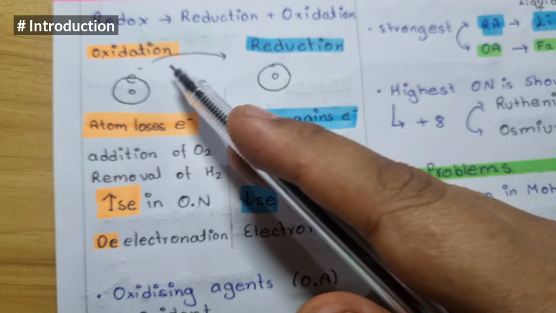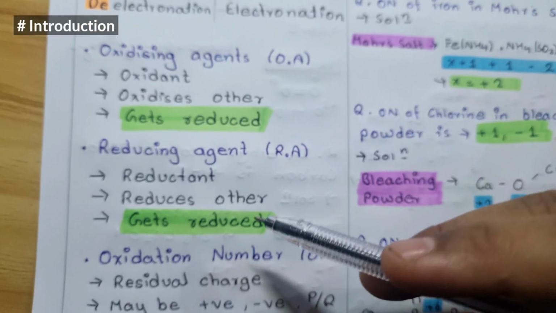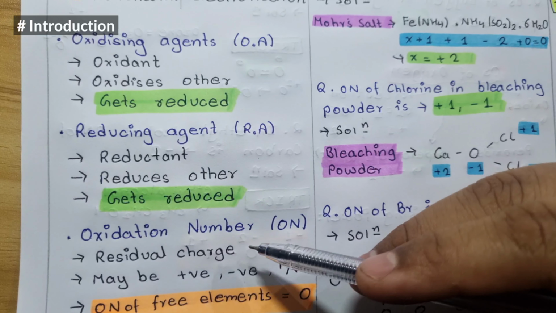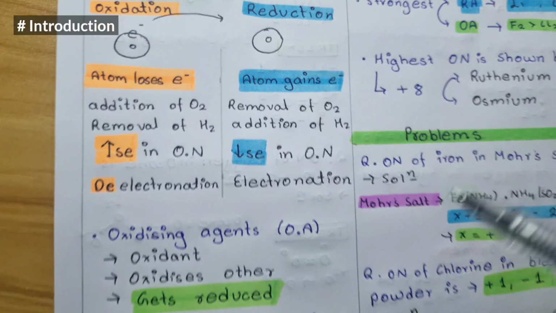Now, oxidation in the modern concept means increase in oxidation number. What is oxidation number? We are going to study it in detail in this chapter. Now, decrease in oxidation number is said to be reduction.